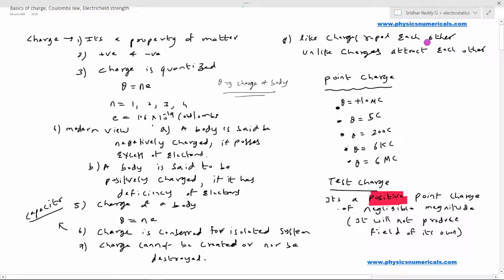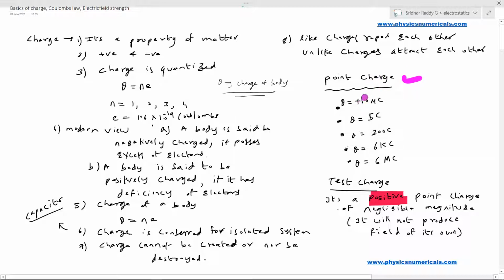Like charges repel each other, unlike charges attract each other. Positive charges will repel. Positive and negative charges will attract. Later in Coulomb's law, we'll stress this particular thing. Next, we'll be exclusively focusing on the idea of the point charge.